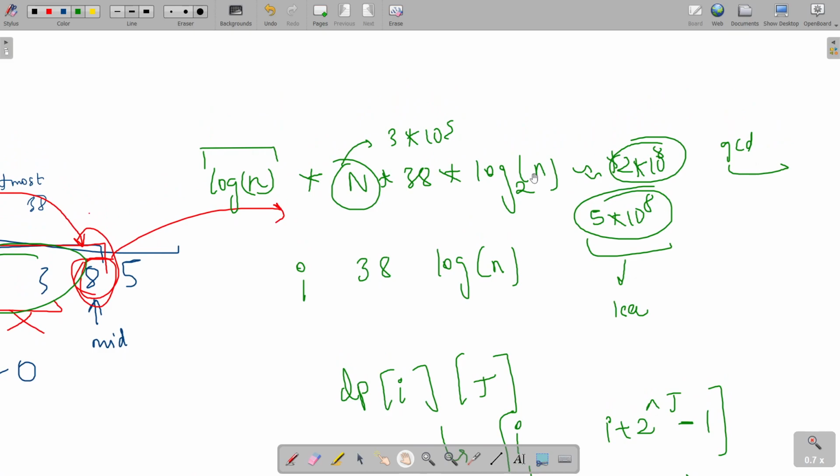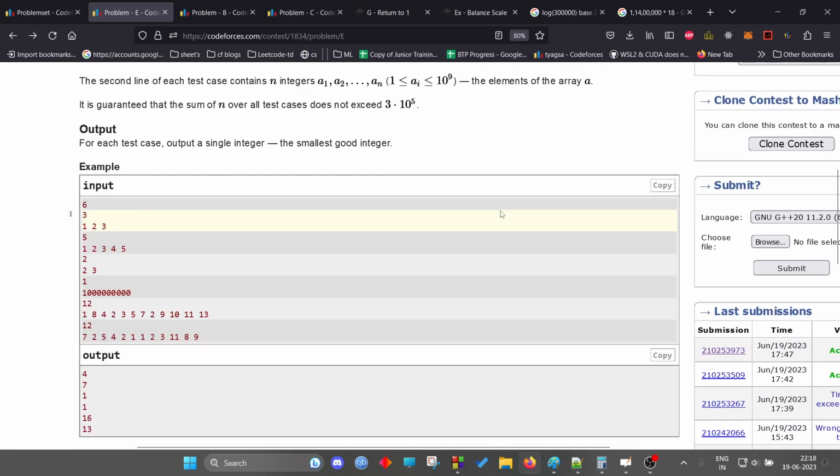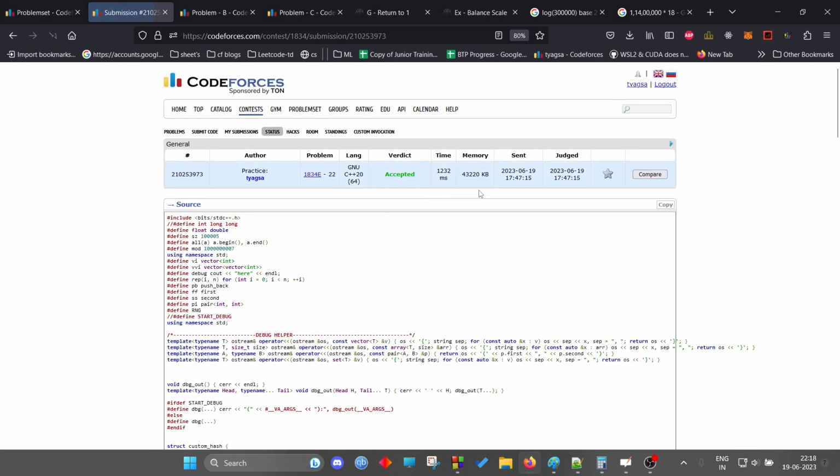Now, some other minor things that you should take care of. Okay, so this seems to pass, although it's very close to the actual time limit. So it took 1200 milliseconds. It's not very close, but I have made a lot of optimizations here. For example, I have removed the int long statement, which I usually use.